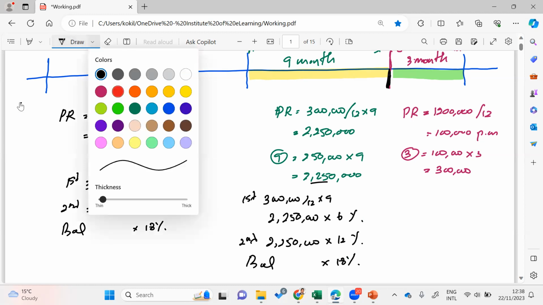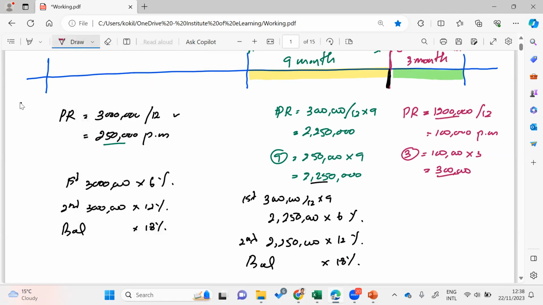When it comes to the period with effect from January 1st, 2023 onward, the annual relief is 3 million, for 3 months 300,000. The first 300,000 at 6%, then the next 300,000 at 12%.